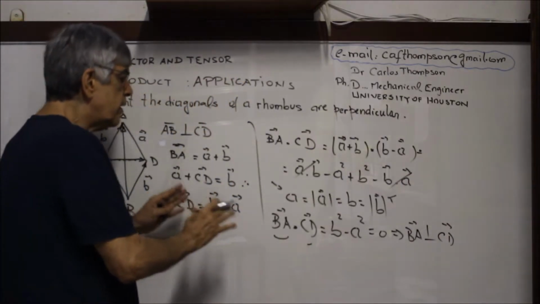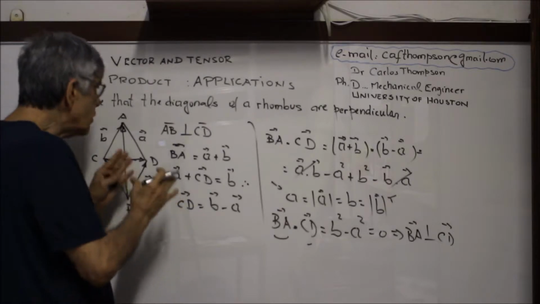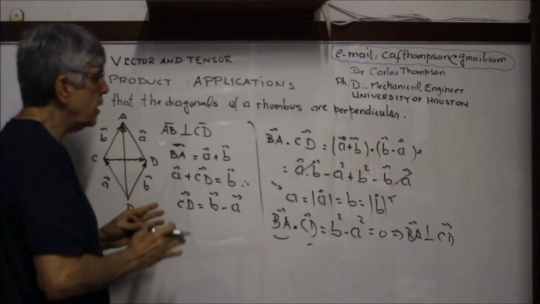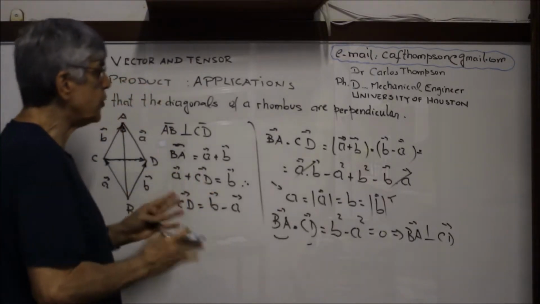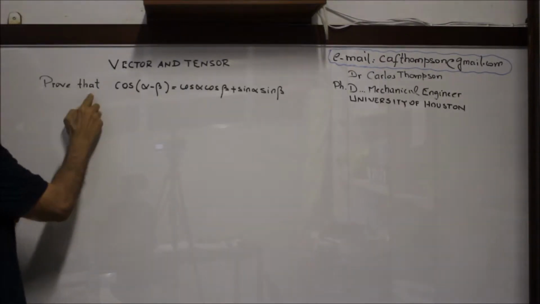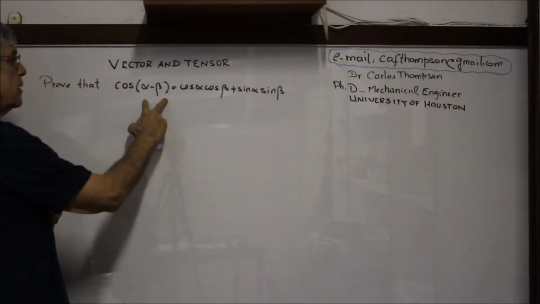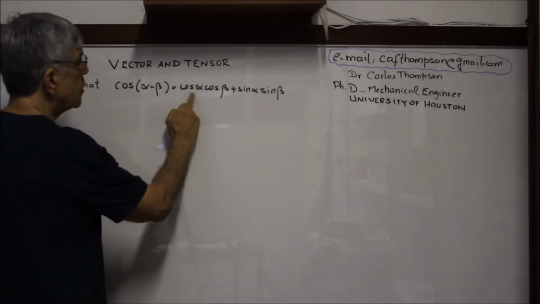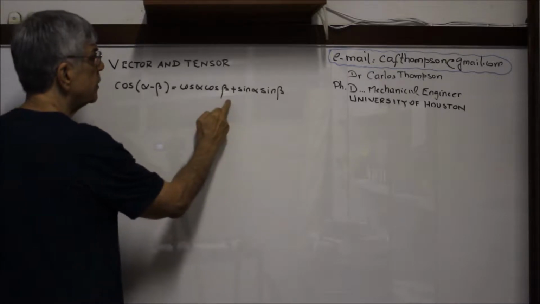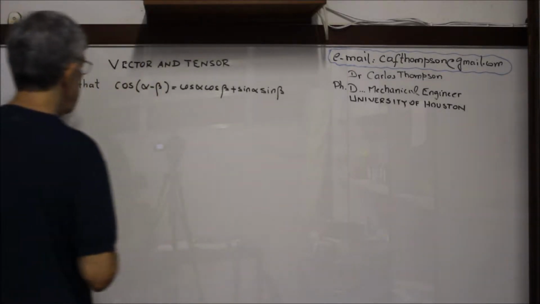It's very simple. We just used the geometric definition of the dot product. Prove that cosine of the difference alpha minus beta is equal to cos alpha cos beta plus sine alpha sine beta.